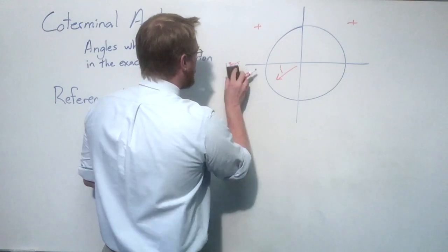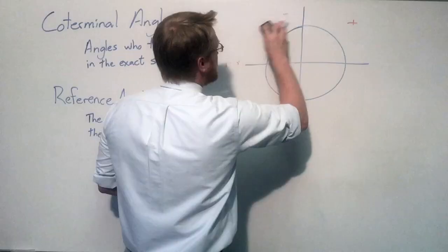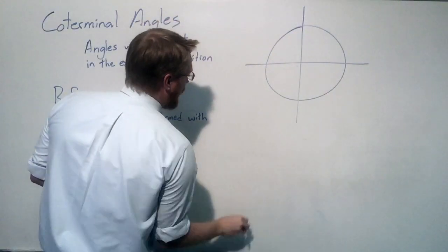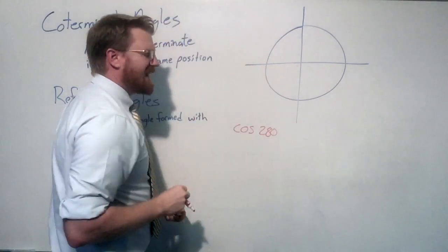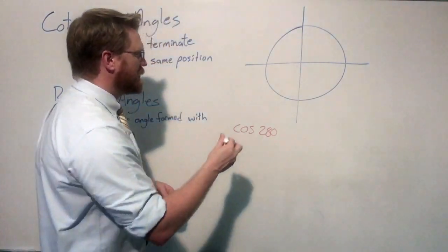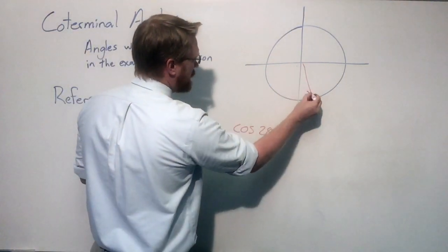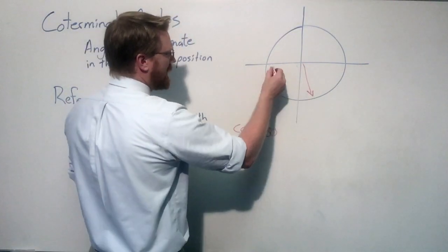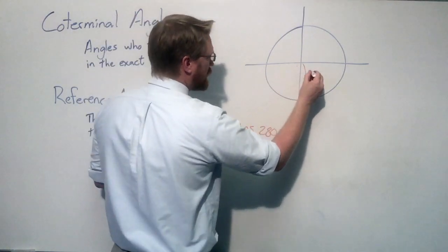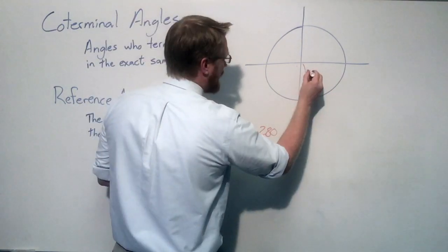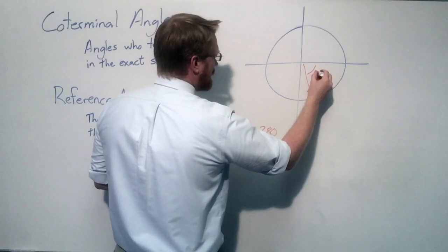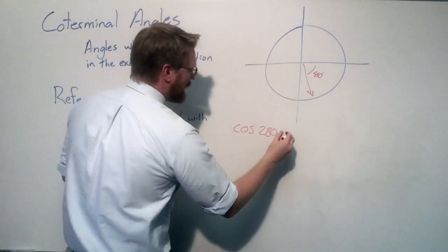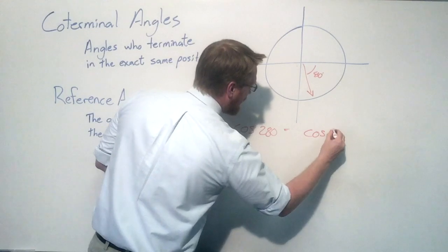Another example here. Let's say I got cosine 280. A quick sketch just to realize what quadrant it's falling into. 280 is just past that barrier there. And so this 180 would be too far. There's a closer, more acute exit. And that's going to have a difference of, what is that, 80 degrees. So that is going to be corresponding to cosine 80.